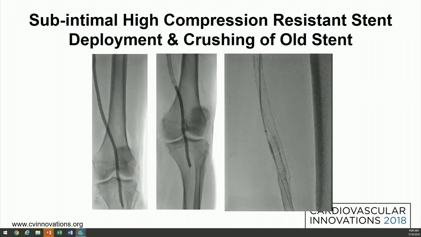So what we started with is pre-dilating the subintimal space using a 1-to-1 sized balloon, starting with a 5.0 and then a 6.0 in the more proximal segment, and then we deployed 5 overlapping nitinol high compression resistant stents. In this case, it was a Supera stent. We stacked it pretty high to maintain the highest amount of radial strength and compression resistance possible.